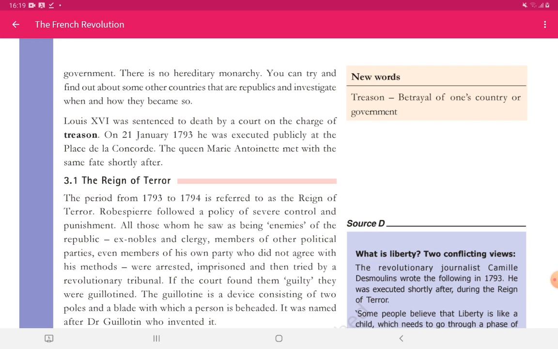Now guillotine is a type of device which consists of two poles and a blade with which a person is beheaded. Also its inventor was Dr. Guillotin. Now what were the consequences of it? We will be reading here.